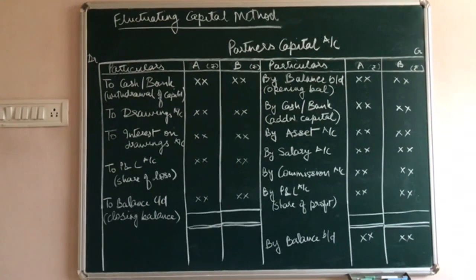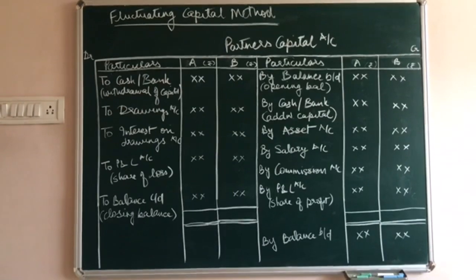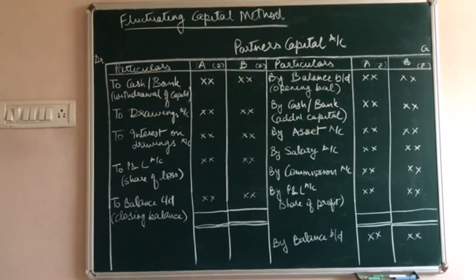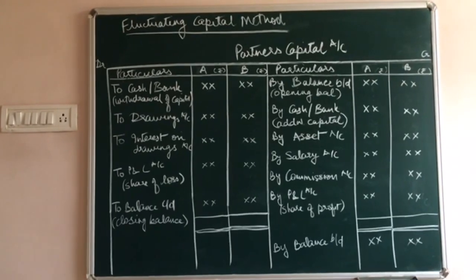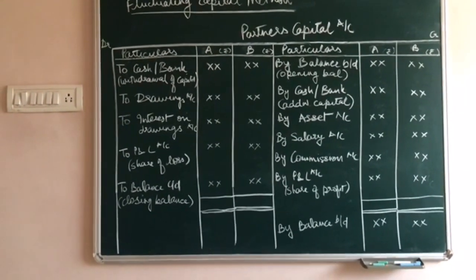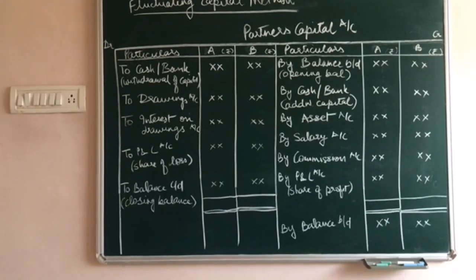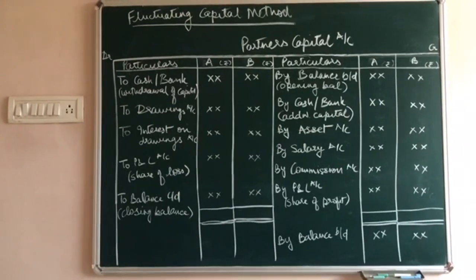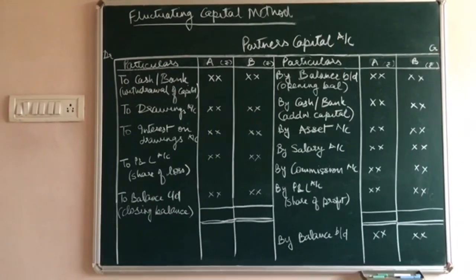Similarly, can you see on the debit side? Drawings, interest on drawings, these items reduce the capital of the partner. That's why they are on the debit side. Now see the first item on debit side, to cash bank. This is withdrawal of capital. This is opposite of additional capital, when capital has been withdrawn by the partners from the firm.